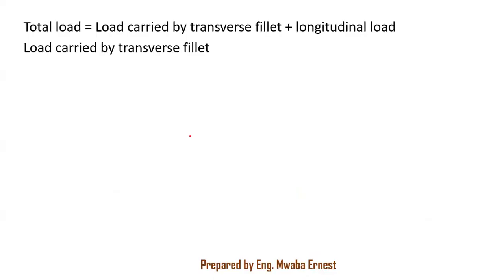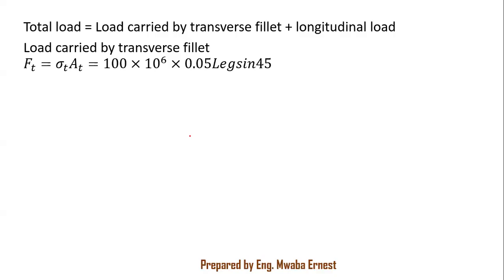Now here we're saying that the total load is supposed to be equal to the load carried by the transverse fillet plus the load carried by the longitudinal fillets. When you talk about the load carried by the transverse fillets, you're talking about the transverse load on that end. So let's talk about how much load this transverse weld is carrying. We multiply the transverse stress by the transverse area.